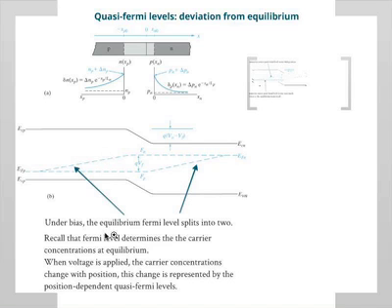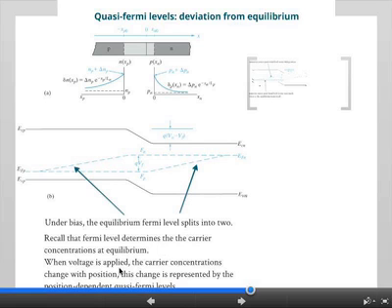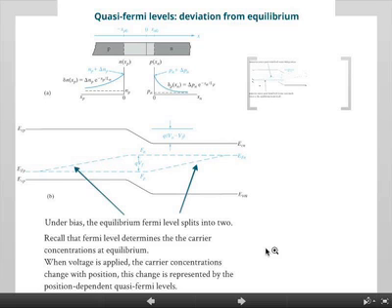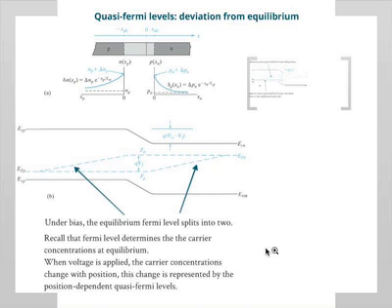Okay, so under biased equilibrium, the Fermi level splits into two. Recall that the Fermi level determines the carrier concentrations at equilibrium. When voltage is applied, the carrier concentrations change with position. This change is represented by the position-dependent quasi-Fermi level. So the Fermi level, instead of being constant, now has a position dependence. That's the key point here.